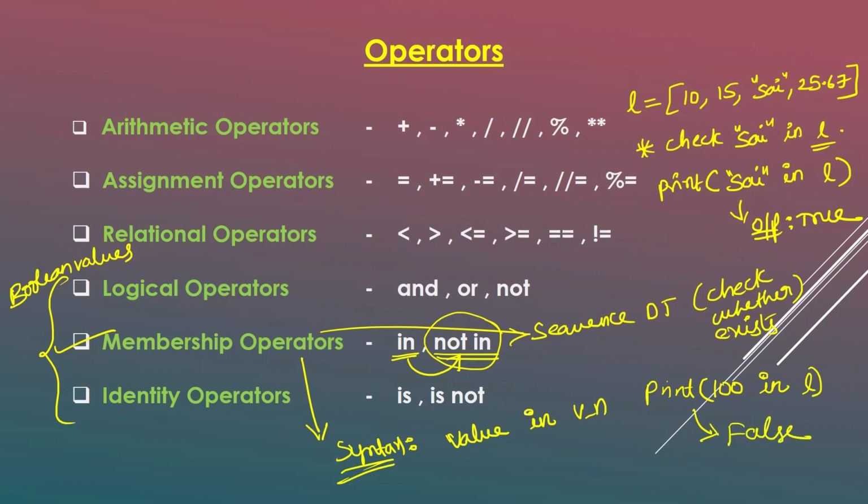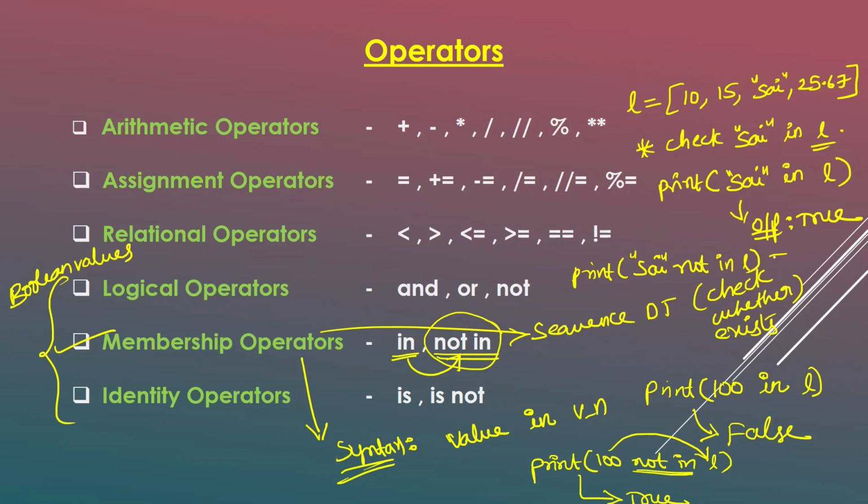That time we can make use of the not in operator. Suppose I use the print function, 100 not in L, which means you are saying that 100 is not available in L. That is true, so obviously the output will be true. If the value is not present and you say not in, then it returns true. If the value is present and you say not in, then it returns false. Suppose I say Sai not in L, then obviously it will return false, because Sai is present in the L variable and you are saying not in.